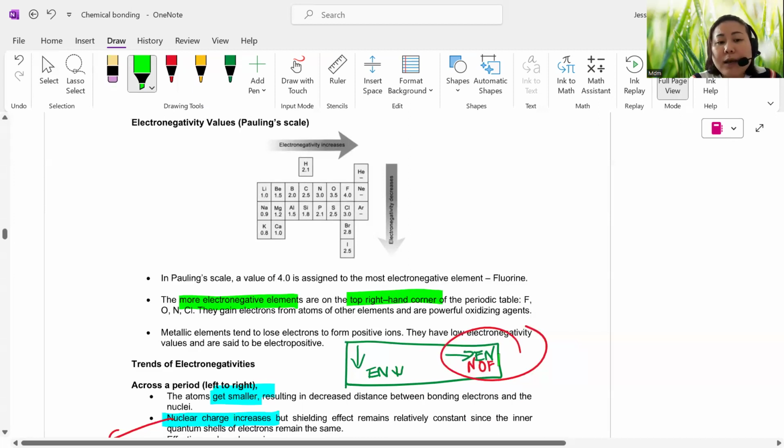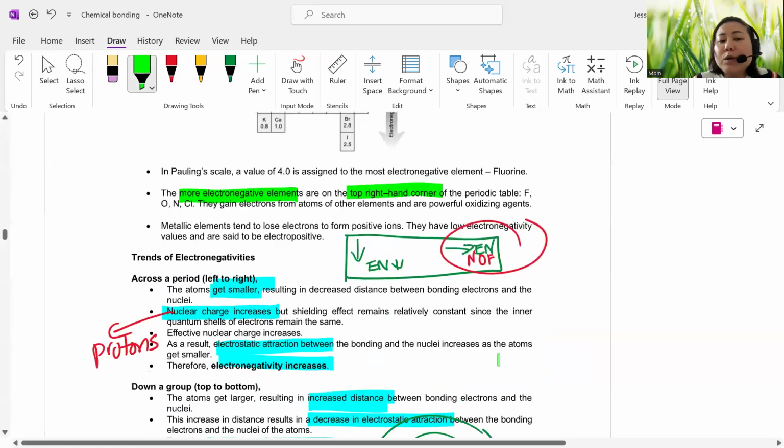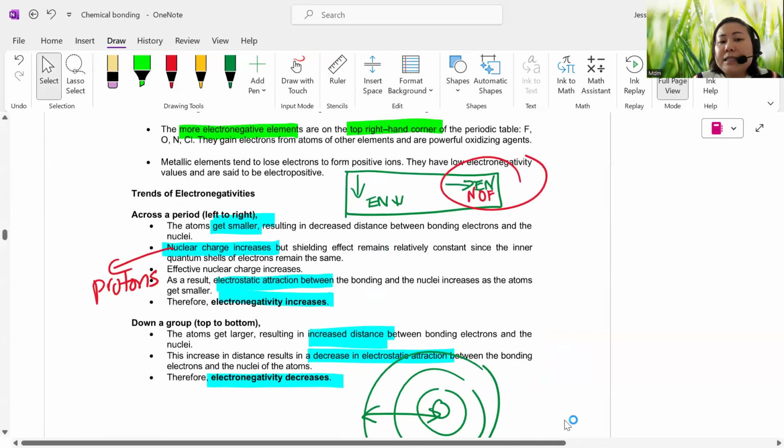It's because you can see that as we move across the period, there's increasing number of protons, which give us increasing nuclear charges, and so increasing attraction for our electrons. So as a result, we have stronger electrostatic attraction between the nucleus and the bonding pair of electrons, and therefore electronegativity increases across the period.